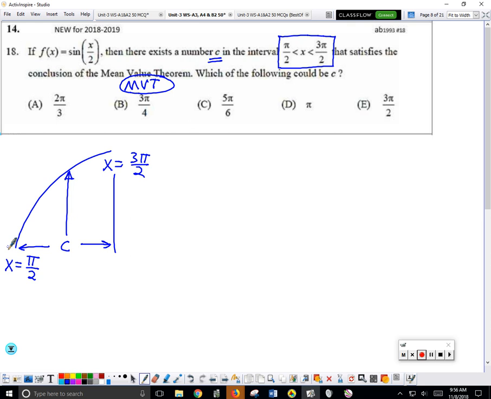Question? This one wants us to figure out where. That's what they mean when they say, find the value of c which will satisfy the mean value theorem. They're asking the question: at what point along the curve is the tangent going to match the secant?